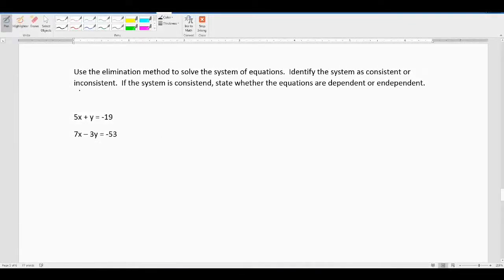We're going to solve this system using the elimination method. With elimination, you're allowed to do two things. You're allowed to add and you're allowed to multiply. So, addition is supposed to eliminate. If it doesn't, you multiply first.